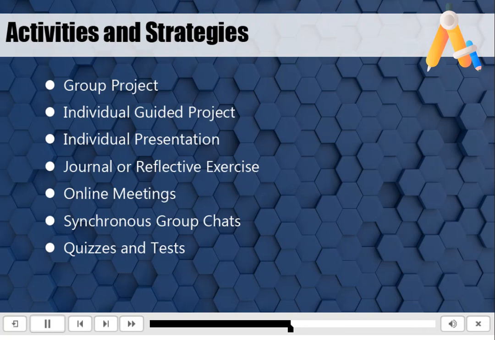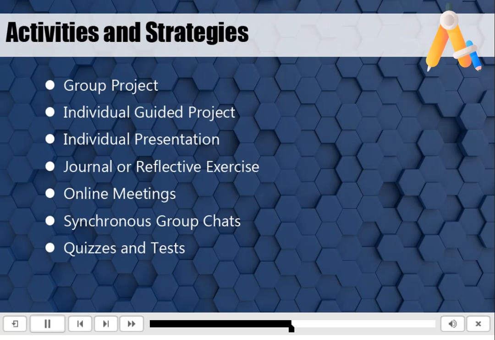Maybe not used as much today, but these would be synchronous group chats. And again, this is a little bit different from forums. Forums are by and large asynchronous. So synchronous group chats would be everybody gets together and everybody's chatting at one time. Think of AOL Instant Messenger as that. And again, it's the instructor leading the conversation.